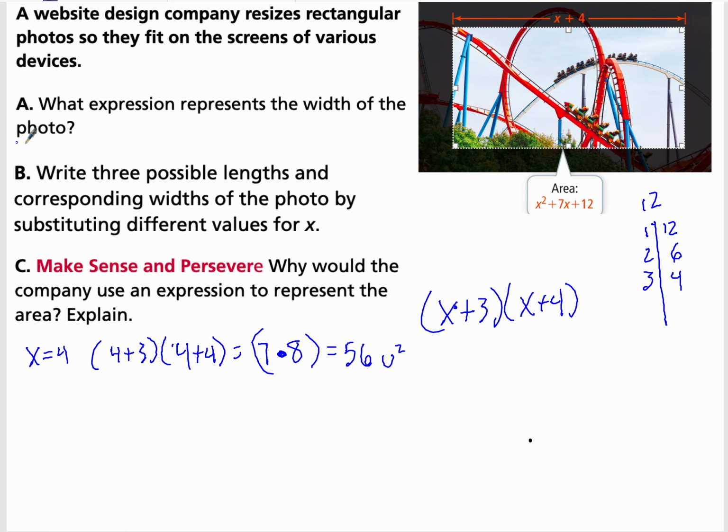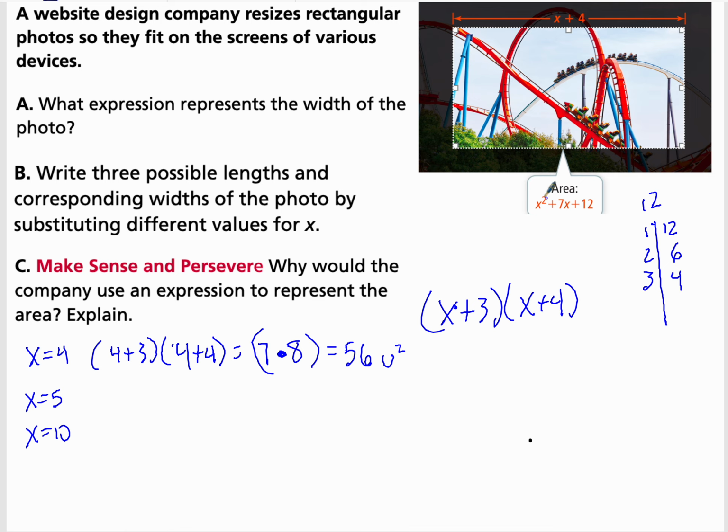And so we could do that with other numbers. We could say x equals 5. We could say x equals 10. We can just choose 3 numbers for x. We can plug it into our equation, and there you go. Okay. So that would be one way of kind of meeting the requirements of Part B here.